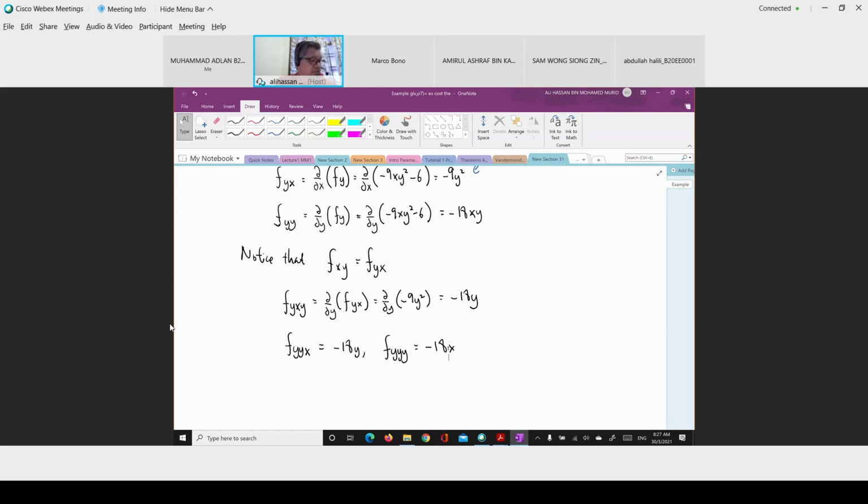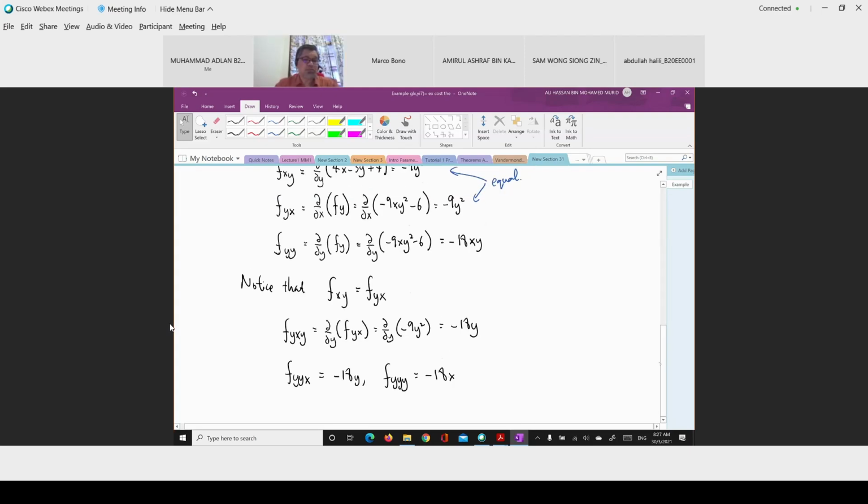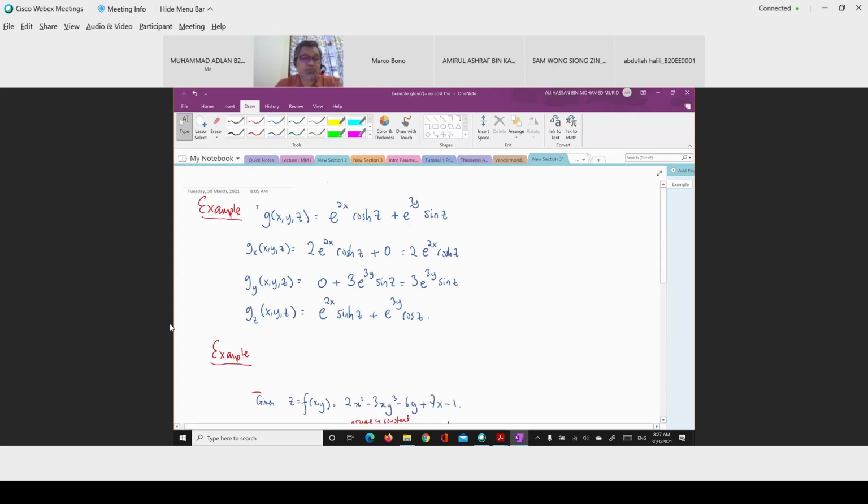Partial derivatives are very important in applied mathematics. Okay, let's look at this example that we have just worked out.